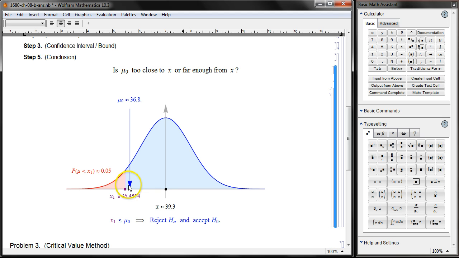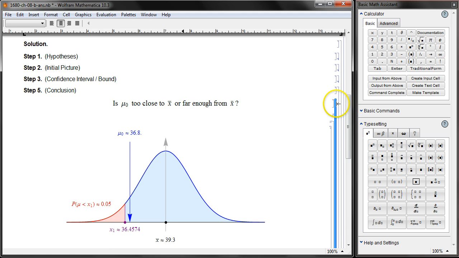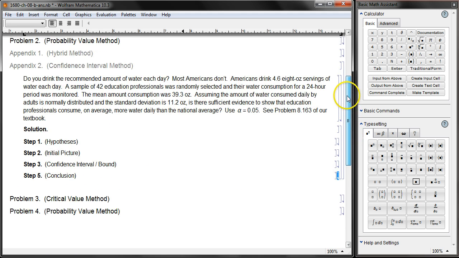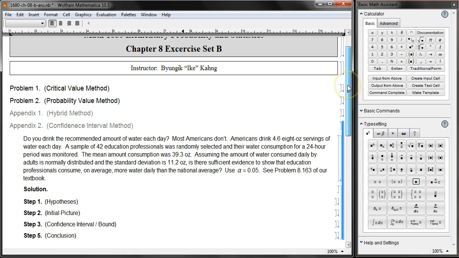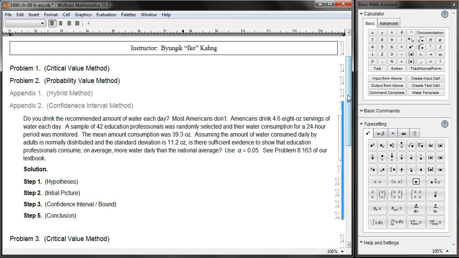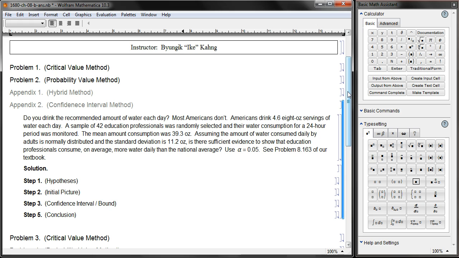If this 36.8 fell into the red region, then we would reject the null hypothesis, because null 36.8 and alternative, did I say alternative? Excuse me, observed mean 39.3, those two are too far away, so null loses. You go with alternative. So this is the confidence interval method, and if you are good at using confidence intervals, you can use this method too, but I recommend it only with some reserve, and it is better not to use this.